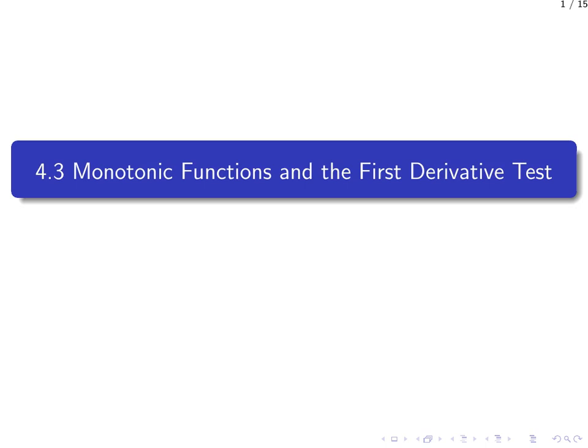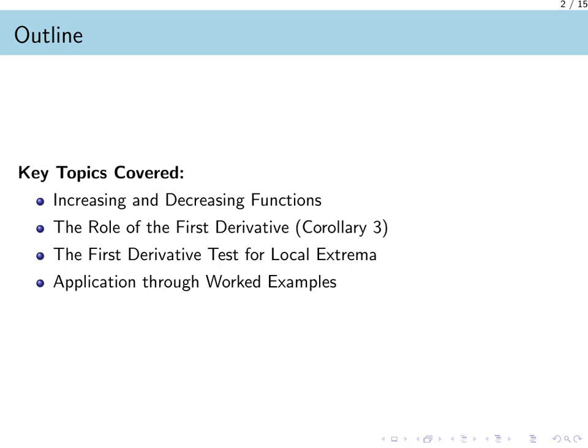4.3 Monotonic functions and the first derivative test. The outline of this video is as follows. We will begin by discussing how to use the sign of the first derivative to determine precisely where a function is increasing, meaning its graph is rising, and where it is decreasing, meaning its graph is falling. This is a fundamental skill for understanding the overall shape of a function.